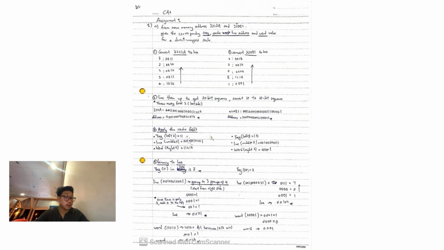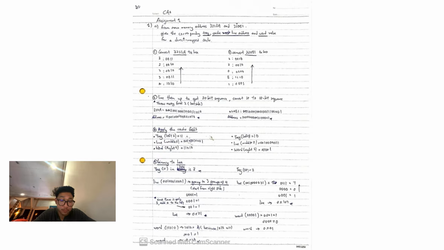So for A, the thing that we should emphasize is the given corresponding tag, cache line address, and word value for a direct map cache. Two addresses are given. The first one is 3223A and the second is 220E1. We should convert both of these addresses from hexadecimal to binary for the first step.